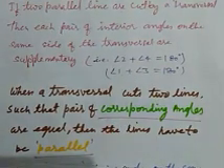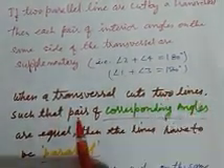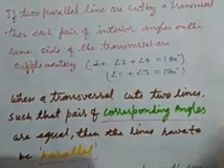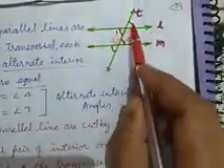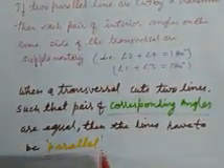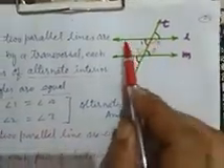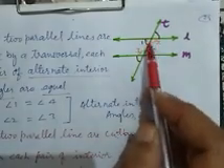Now we check. When a transversal cuts two lines such that a pair of corresponding angles are equal. Here the transversal cuts two lines, and the pair of corresponding angles are equal. Then the lines have to be parallel. Now we check that the lines are parallel because we make the parallel lines and these are the corresponding angles. They are equal, so the lines are parallel.